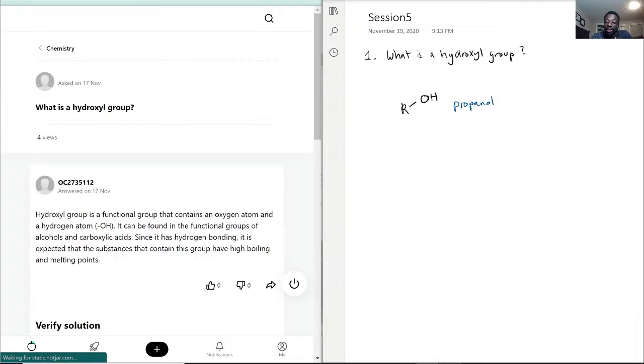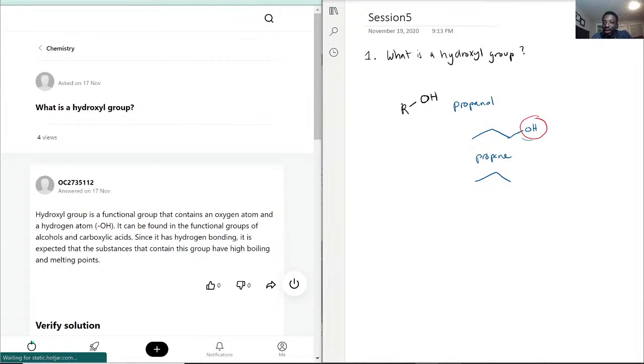So it has 3 carbons, so 1, 2, 3. And then one more, but it'll be OH right there. This right here, that OH at the end, that is your hydroxyl group. Without the hydroxyl group, we would really just have propane. This is without the hydroxyl group.